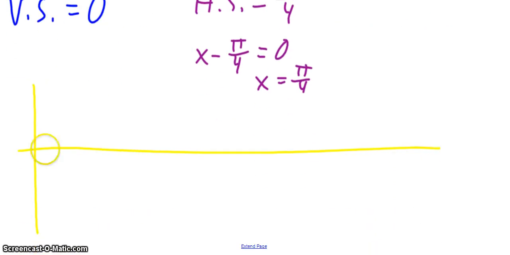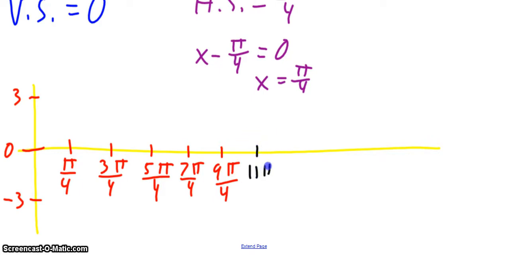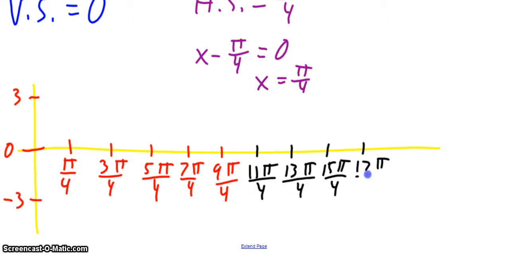I have an amplitude of 3, so let's call this 0, this 3, and this negative 3. Then we'll start at our horizontal shift. I have intervals of pi halves, so pi fourths. If I add pi halves, that'll be 3 pi fourths, 5 pi fourths, 7 pi fourths, and then 9 pi fourths. That's one period. Let's keep going though: 11 pi over 4, 13 pi over 4, 15 pi over 4, and 17 pi over 4. Now we want to plot points.